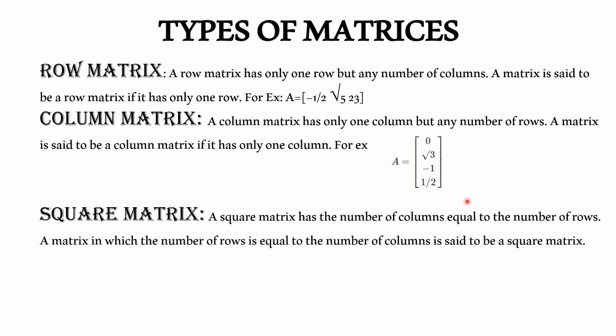Now next, square matrix. In the square matrix, number of rows is equal to number of columns. A matrix in which the number of rows is equal to the number of columns is said to be a square matrix. In this example, you can see 3 rows and 3 columns.